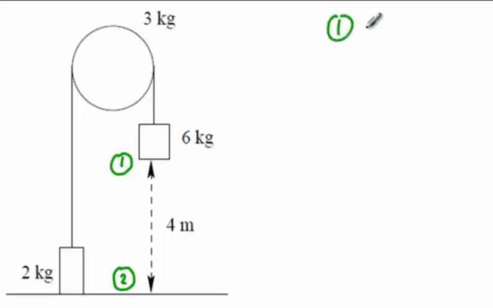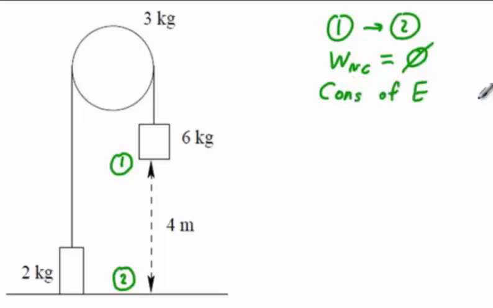Connecting moment 1 to moment 2 using energy methods requires us to ask ourselves whether we see any work due to non-conservative forces in the process of the motion. Since there's no friction in this problem, we see that there is no work due to non-conservative forces, and therefore we will solve this by the principle of conservation of energy.